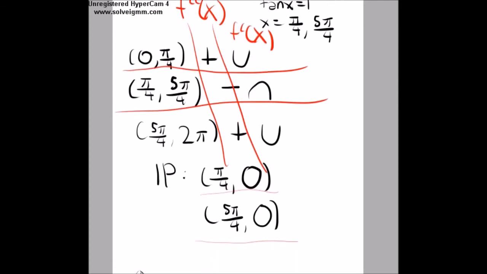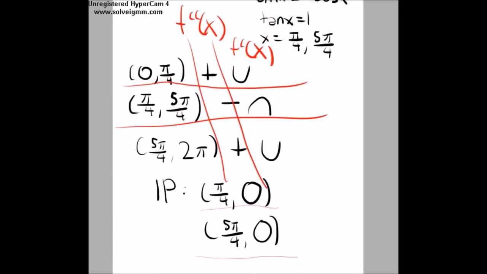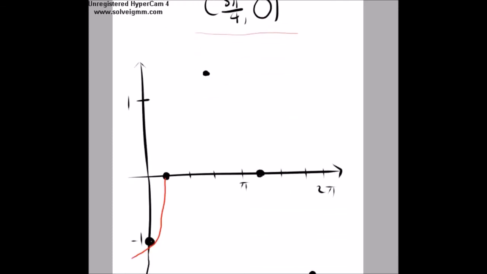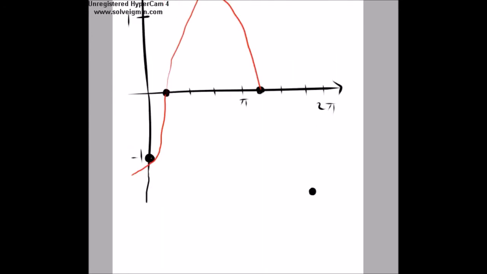So along 0 to pi over 4, it is concave up. And then pi over 4 to 5 pi over 4 is concave down. So it goes up, and then it goes down. And then 5 pi over 4 to 2 pi is concave up. So yeah, it's just like that.